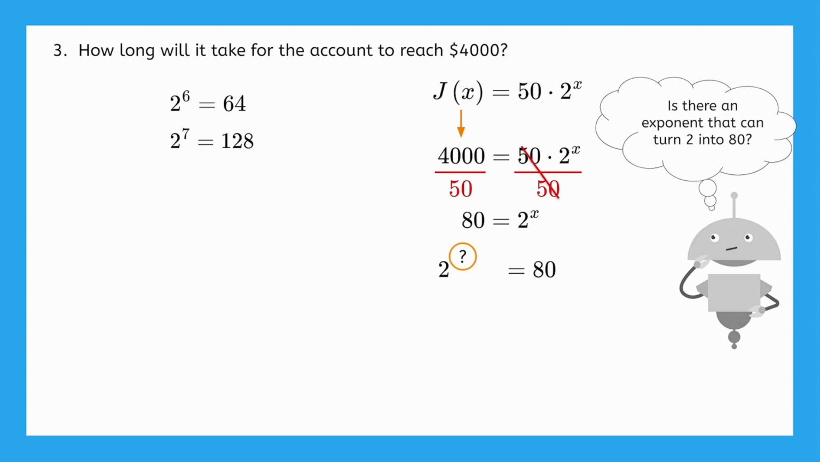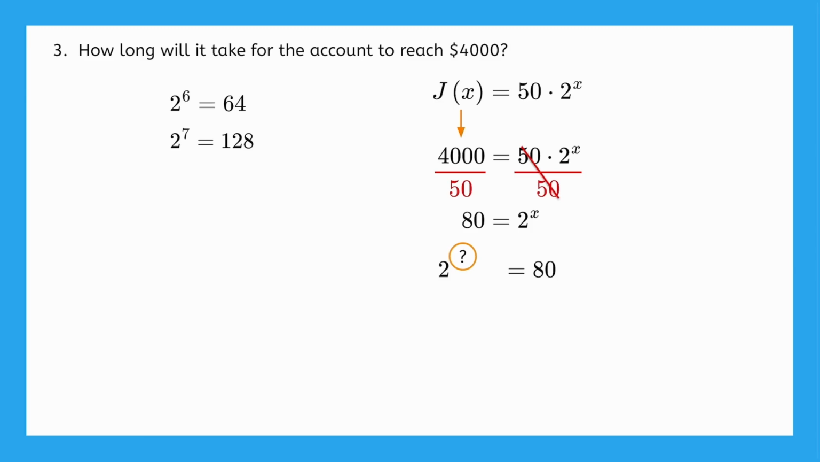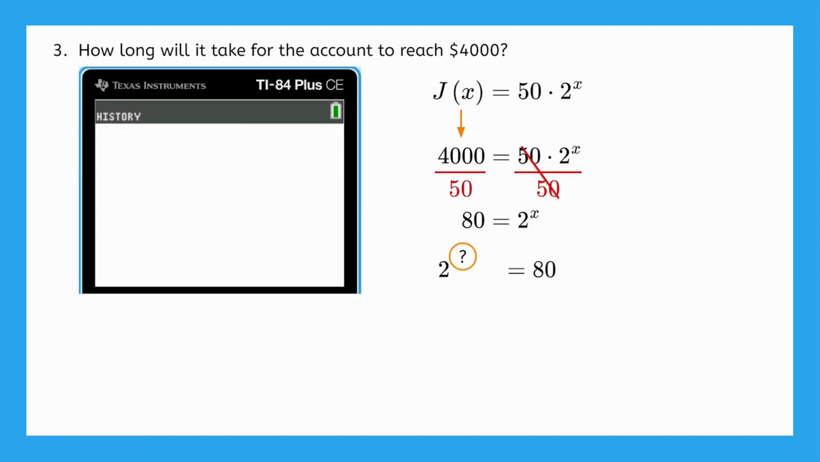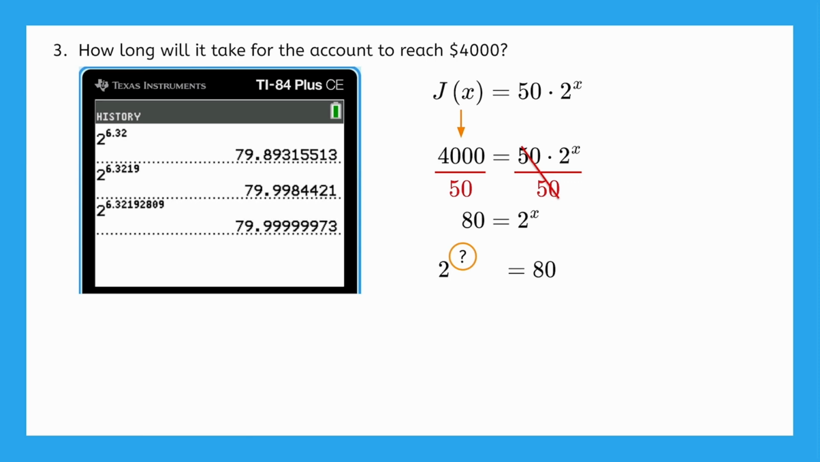Pause the video and using a calculator, try some decimal values between 6 and 7 to find an exponent that will get us to 80, or at least really close to it. Trying out some numbers with the calculator, we can figure out that the exponent must be more than 6.3, but less than 6.4. And after a lot of trial and error, we would eventually see the exponent is around 6.3219, and a bunch of other numbers. But we never quite get exactly 80. Does this exponent even exist?